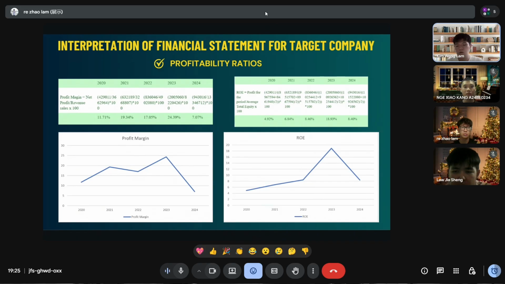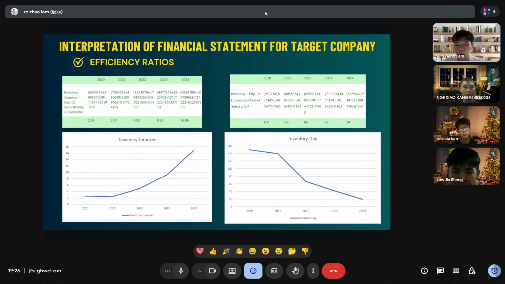The return on equity, or ROE, shows a similar pattern. It rose steadily from 4.92% in 2020 to 18.93% in 2023, indicating efficient use of shareholders' funds. However, ROE declined to 8.40% in 2024 due to lower profitability from newly secured projects.